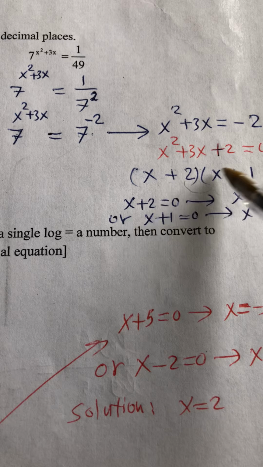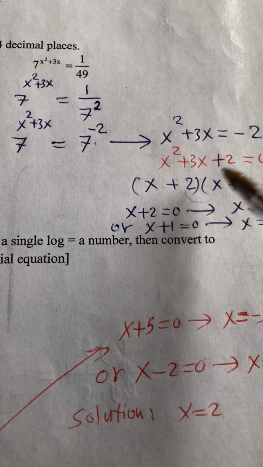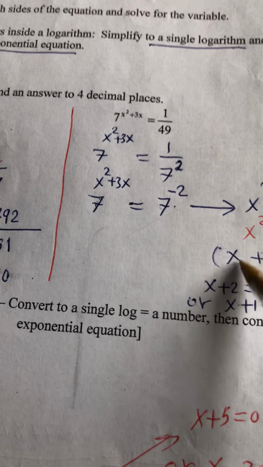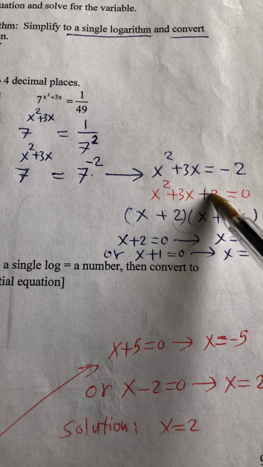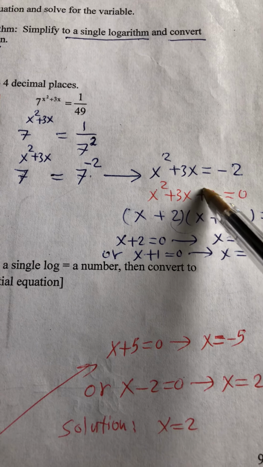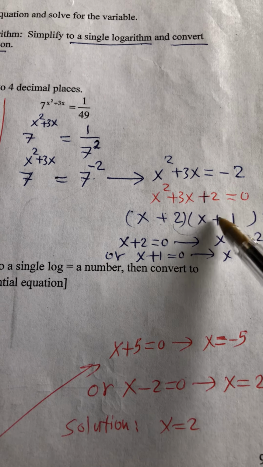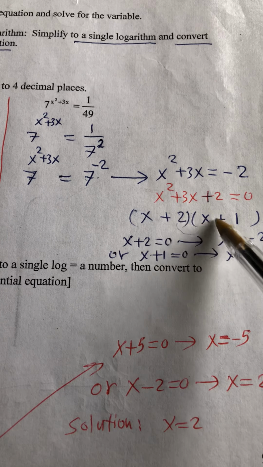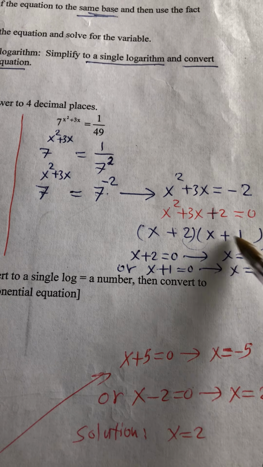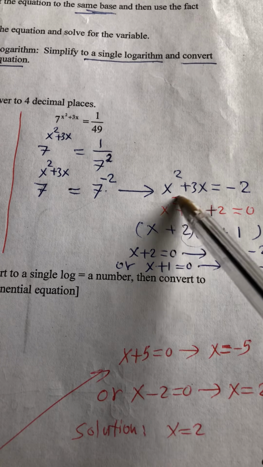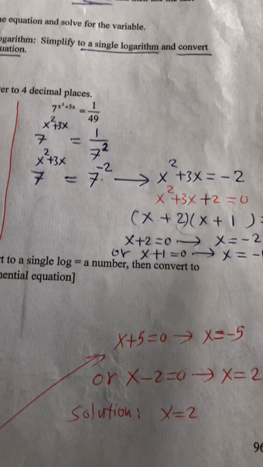Factor this by trial and error. Here, x squared is x times x. Look at the sign of the last term. If the sign of the last term is positive, the signs of the binomials are the same as the middle term. So 2 is 2 times 1. Let us check. The inner product is 2x. The outer product is 1x. So 2x plus 1x equals 3x, which is the middle term.